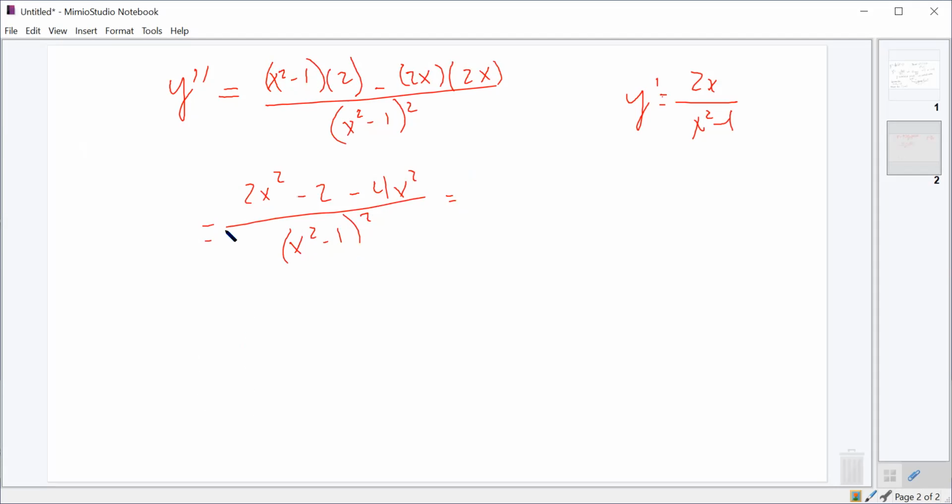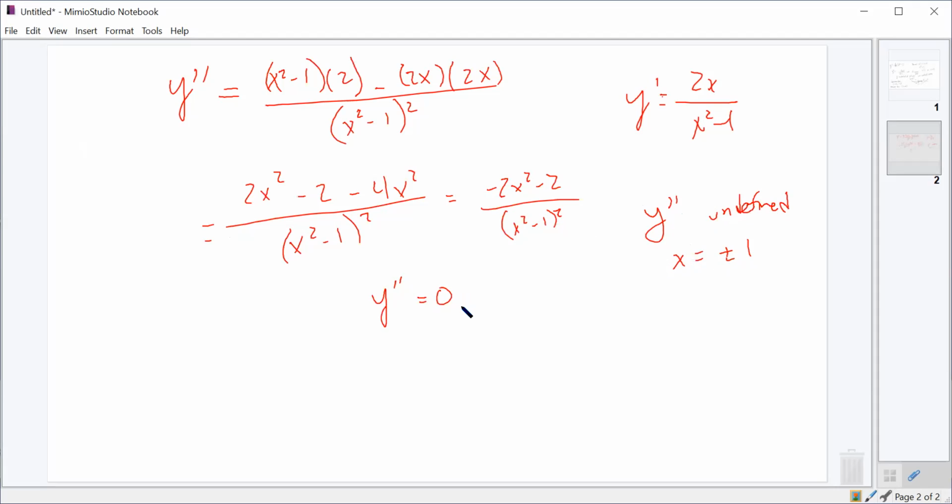And that becomes what, negative 2x squared minus 2 over x squared minus 1 squared. And we know that y double prime would be undefined once again when the denominator equals 0, right? Which gives us, again, x equals plus or minus 1. And so we know we can't have a point of inflection at those values because our function doesn't exist there.